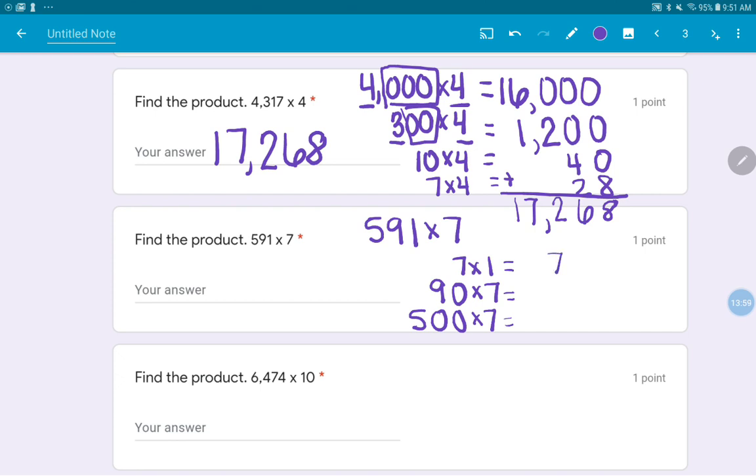So 7 times 1 you got 7. Then 7 times 9 was 63. And then we're going to put a 0 because it's in the tens. And then 5 times 7 is 35, and we've got 2 zeros because it's in the hundreds. So if I add those up, 4,137.